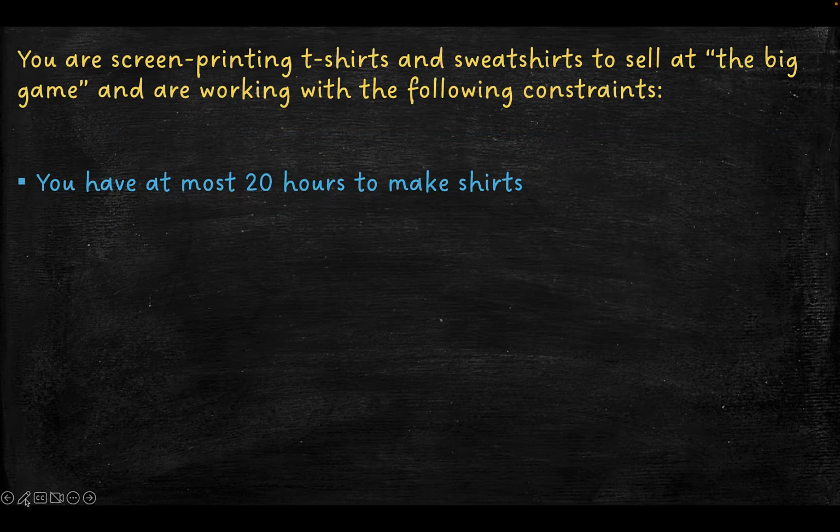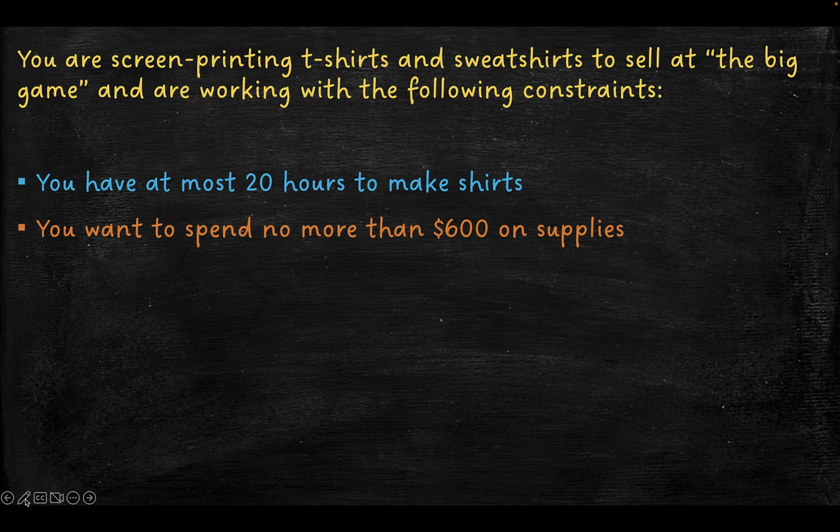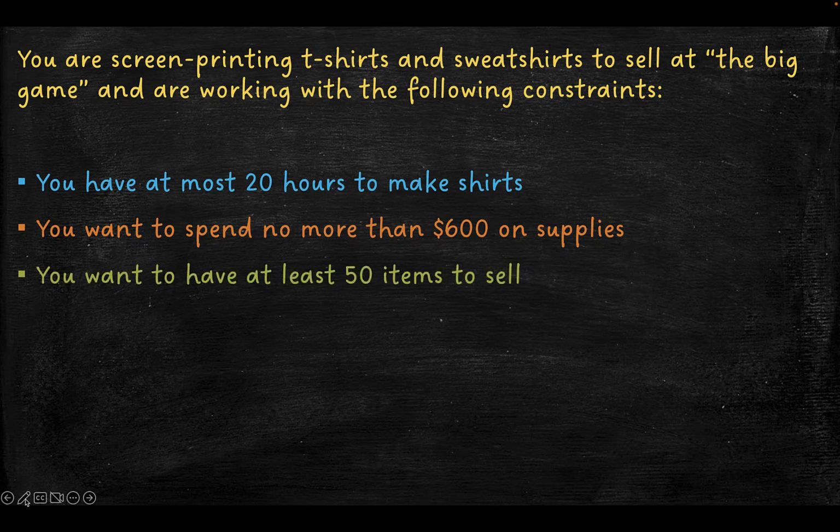We have at most 20 hours of working time to make these shirts and sweatshirts. We have no more than $600 to spend on supplies. And in total, to make some money, we want to have at least 50 items to sell.